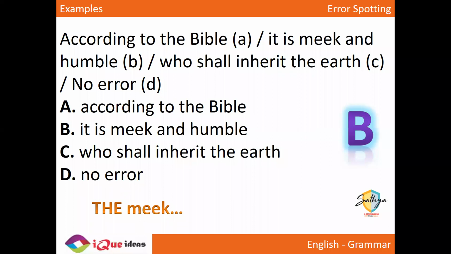We don't say natives, we say the natives, right? The word native itself is being used to refer to a specific group of people. So the article the is important before it. So when we say meek and humble, we are actually referring to a class of people, a group of people. So it is the meek and the humble. I think everybody got this one now. The meek and the humble.